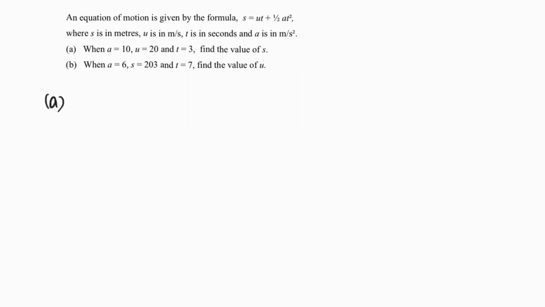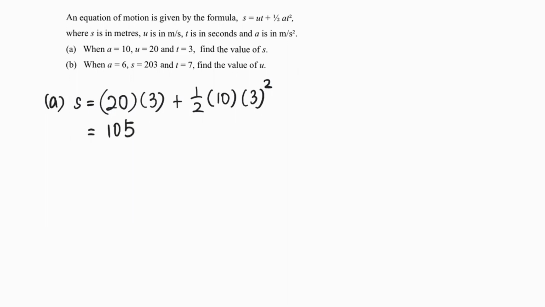So this is quite straightforward since we are given u. u is 20, t is 3 for the first part, plus half, a is 10, t is 3, and we just need to use the calculator. This should give me 105, and that's the value of s.